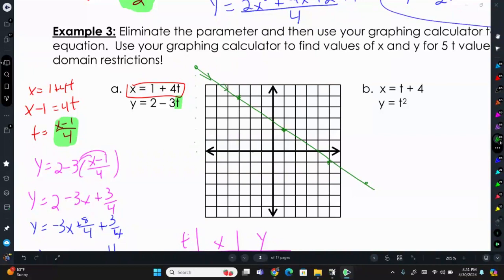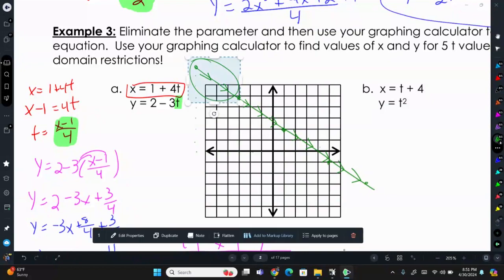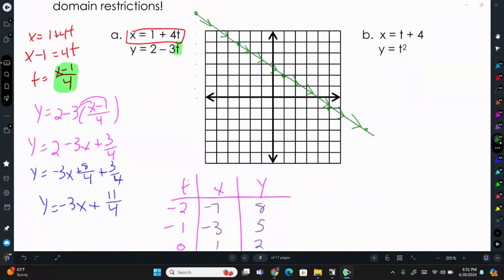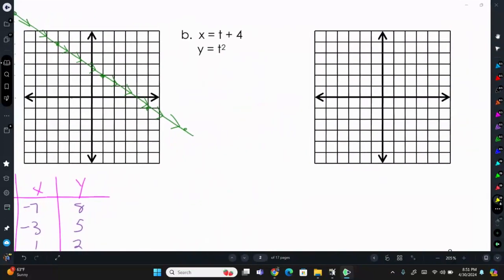So the curve is going this way because when we started with smaller t values, our points were over here, and as we got larger values of t, our points were going in this direction. So it's a line with a negative slope. Well, if we look at our equation here, isn't that a line with a negative slope? So that's just, again, another way to rewrite these.